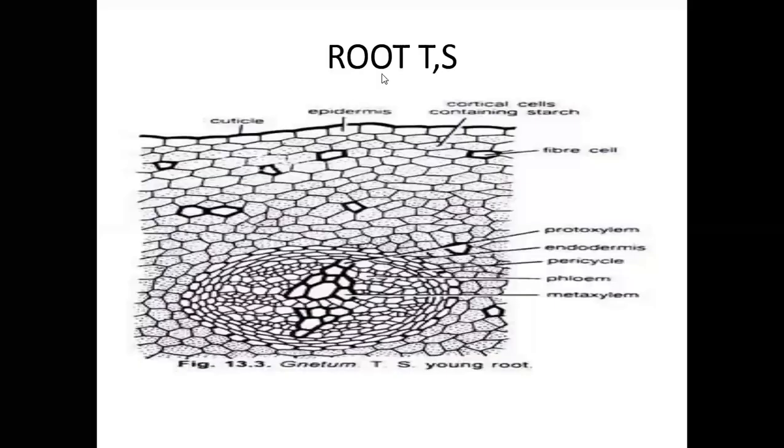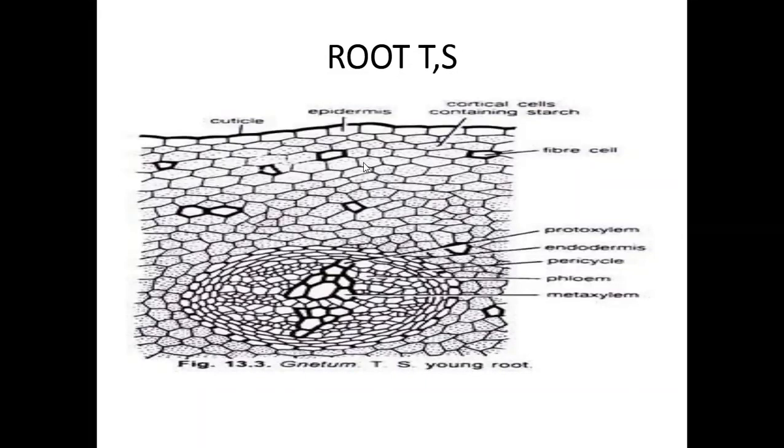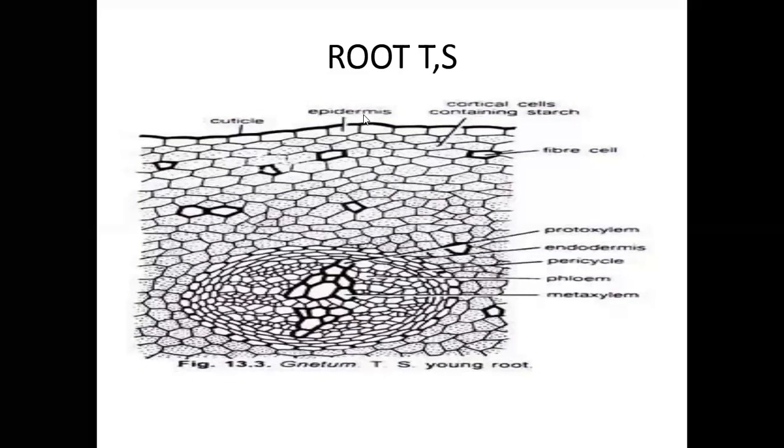The Gnetum root TS shows a mainly spheroidal outline. The spheroidal outline root TS shows three major portions. One is epidermis, second is cortex, third is stele. Epidermis is the outer layer.